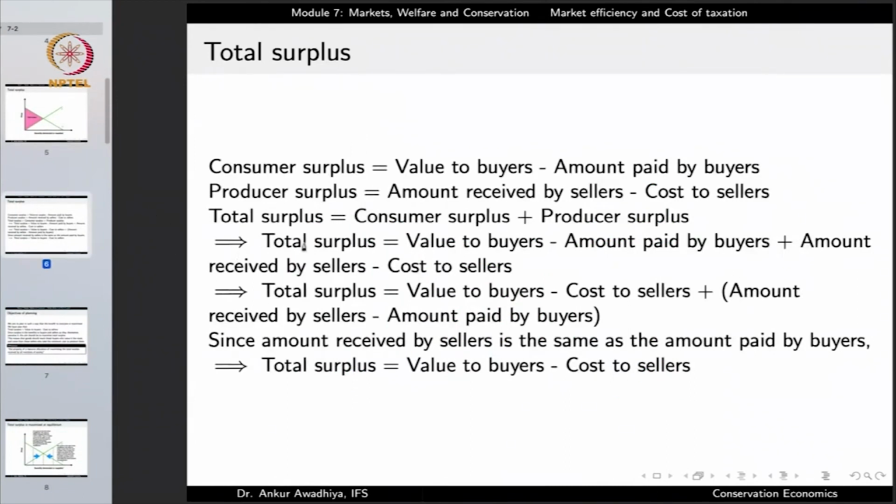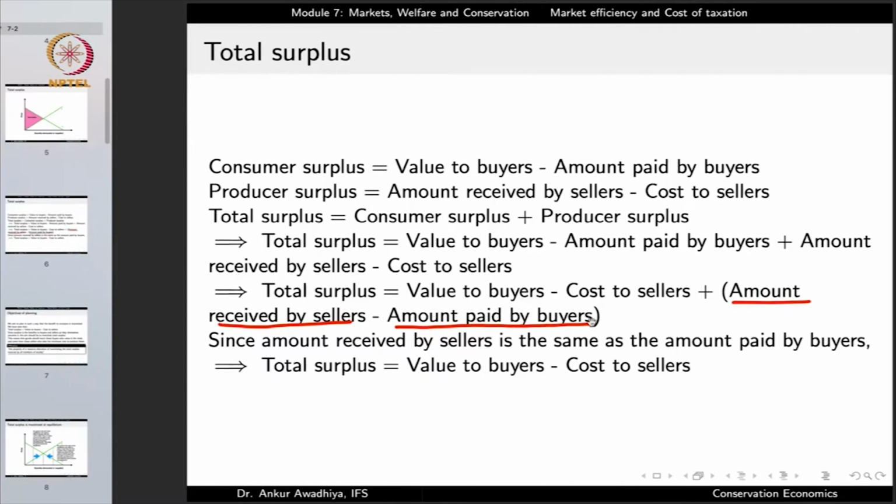Now, the total surplus we can write as consumer surplus plus producer surplus. Consumer surplus is value to buyers minus amount paid by the buyers, and the producer surplus is amount received by the sellers minus cost to the sellers. Now, in this case, we can rearrange the terms on the right hand side to say value to the buyers minus cost to the sellers plus amount received by the sellers minus amount paid by the buyers. Now, as we have seen before, the amount received by the sellers is the price, the amount paid by the buyers is also the price.